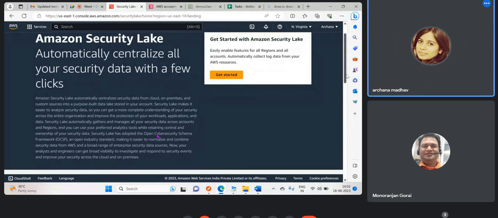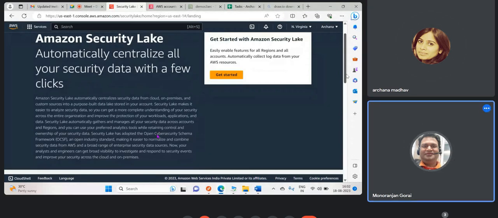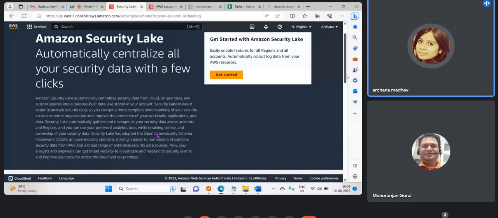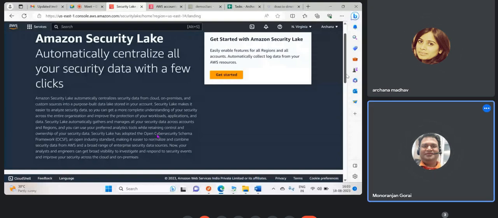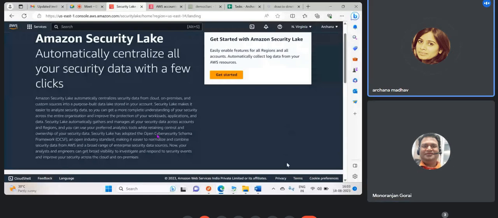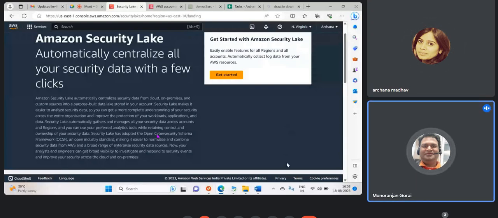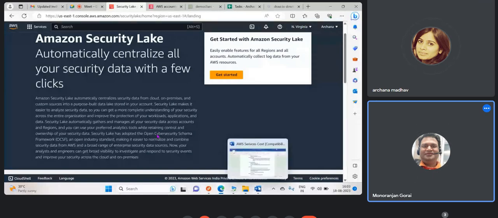So when you say audit, the purpose of the audit is what? That whatever security data, whatever security information I have, is it meeting all my policies and rules and regulations or not? That is the assessment, the purpose of the audit. Audit Manager provides different tools and techniques to run audits on that security data.